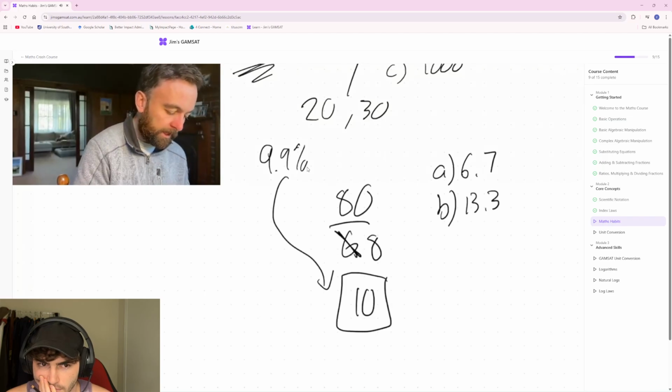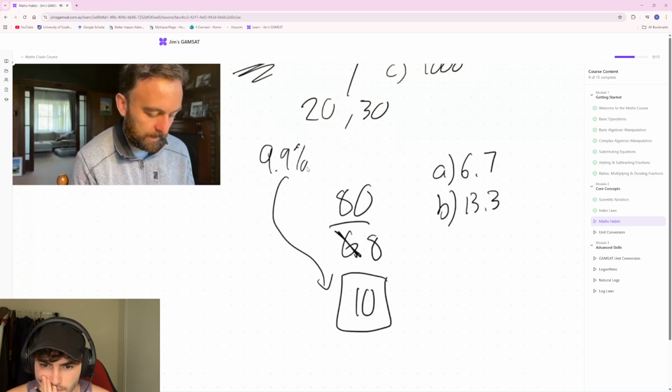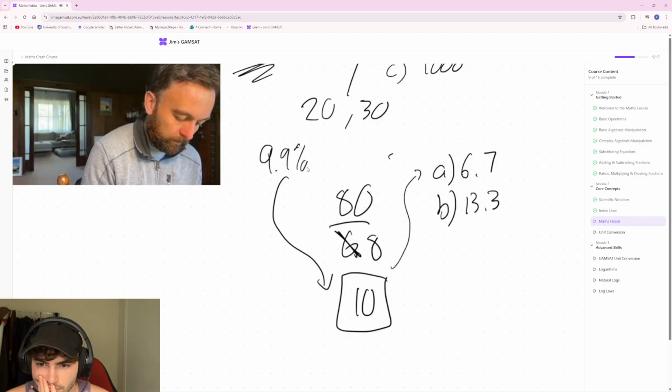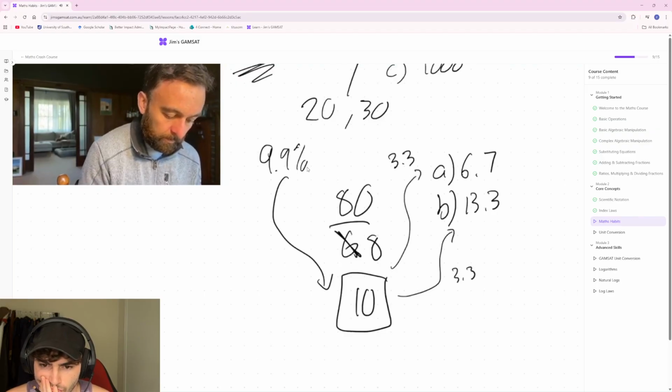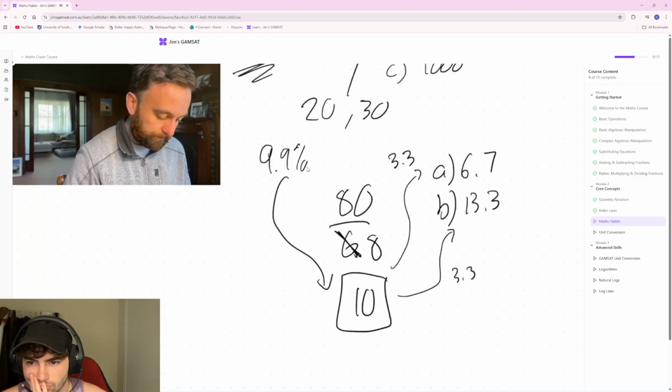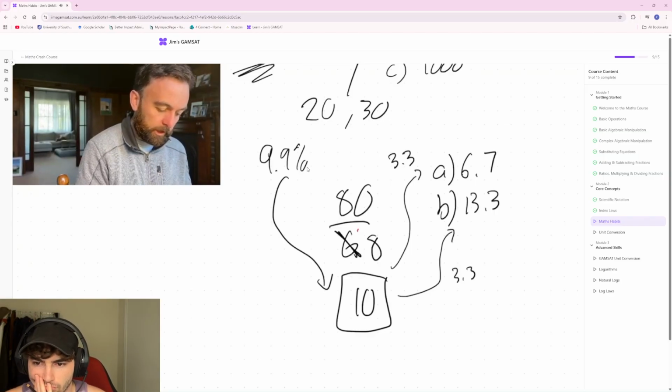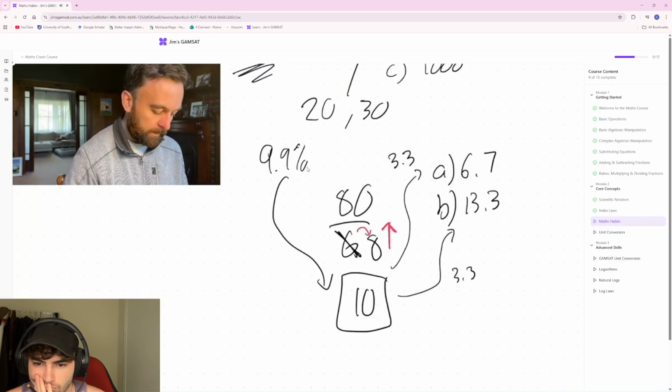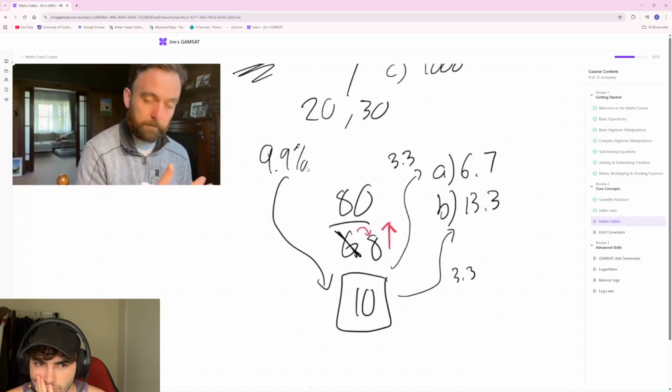Now, this is what I'm saying happens nearly 10% of the time, that you've done some estimation and you've ended up with an answer which is 10. Now, I am 3.3 away from this one, and I'm 3.3 away from this one as well. So how do I pick which answer I choose? Well, I need to see that what I've done is I've changed a 6 to an 8, so I've increased my denominator. Now, what I like to do is just see the effect of doing that change.